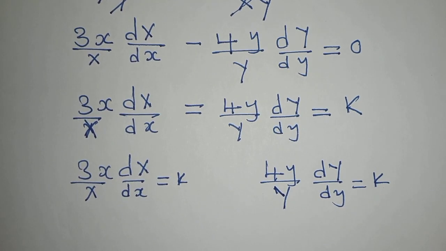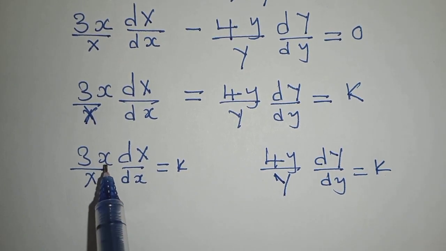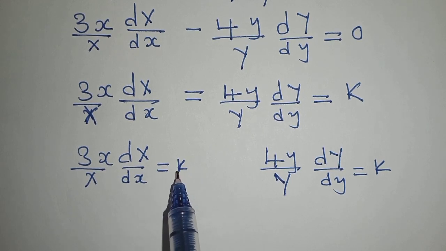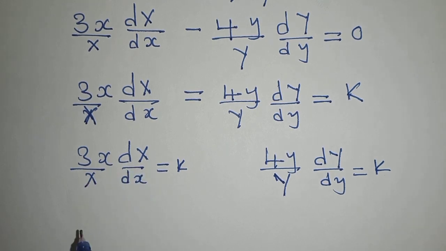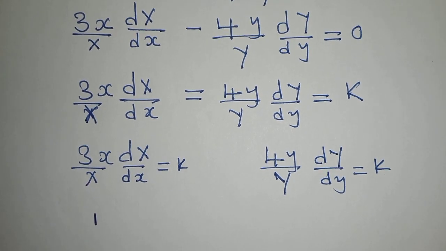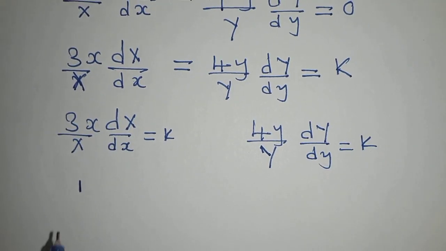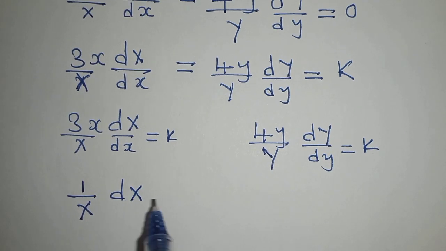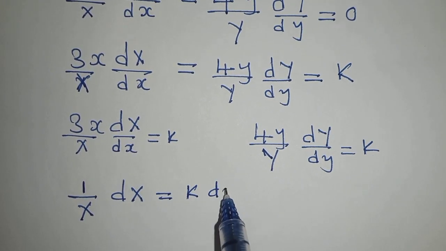Okay. So now I've got two things to work with. Here we make whatever has a small letter go to the right side, and whichever has a capital X go to the left side. So this side will remain with 1. We shall remain with 1 over X dX, which is equal to k dx.